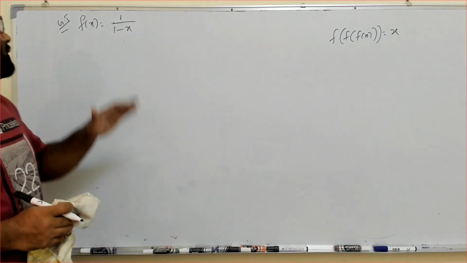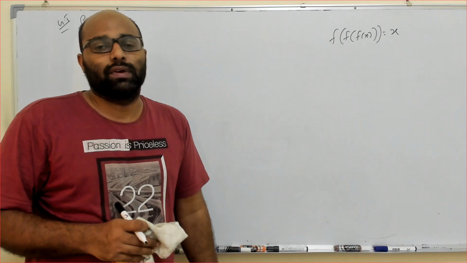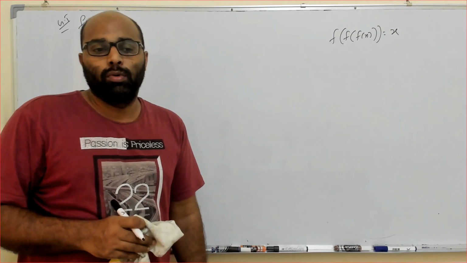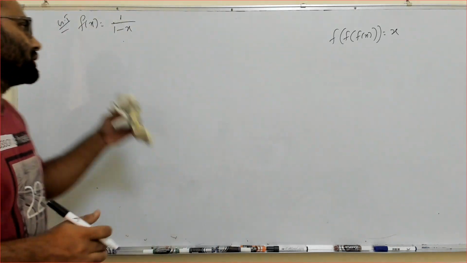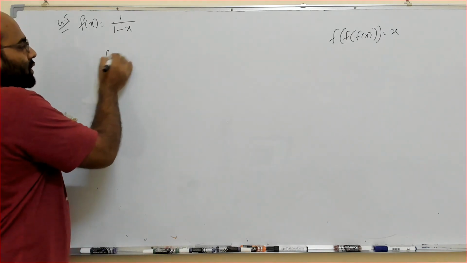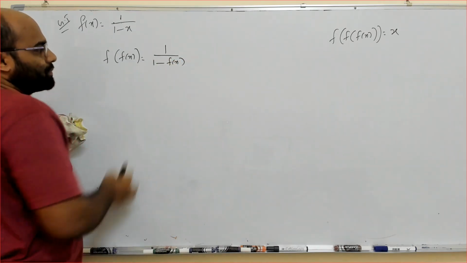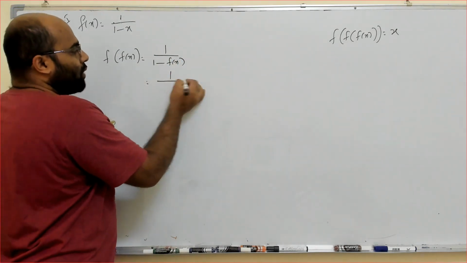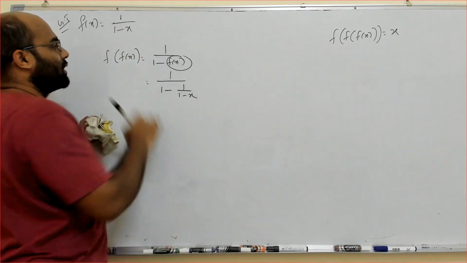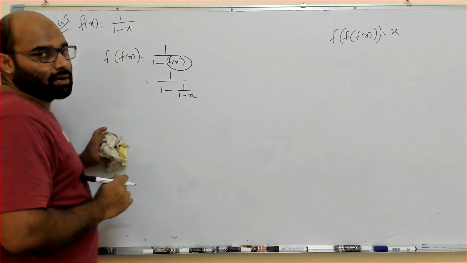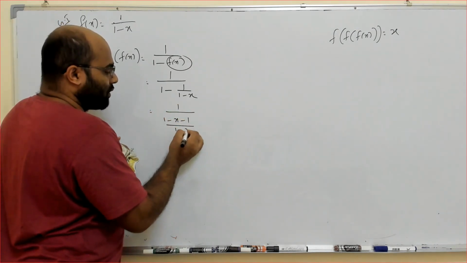Next one. If f of x equal to 1 by 1 minus x, prove that f of f of f of x equal to x. Actually, we are calling it composite, which next year we will learn. How can we find it? Listen. Given that f of x is this one, so f of f of x will be 1 by 1 minus f of x. This can be written as 1 by 1 minus 1 by 1 minus x, because f of x I replaced, wherever x is there, first I replace it by f of x. So after simplifying, you will get 1 by 1 minus x minus 1 by 1 minus x.